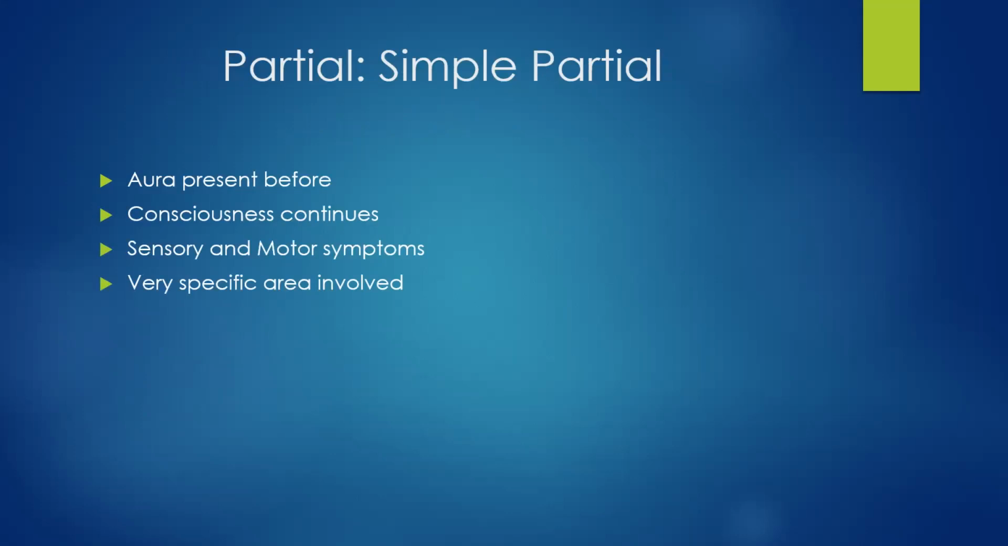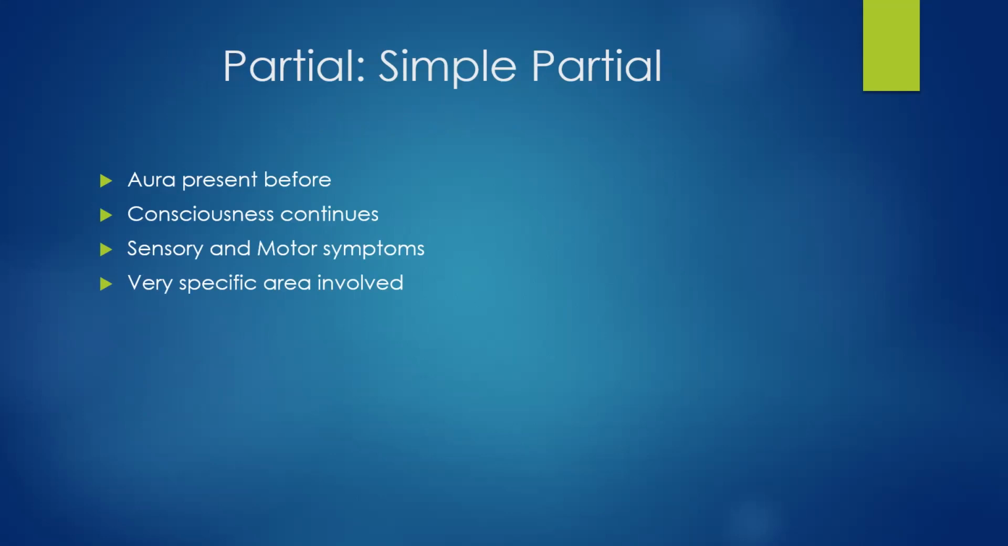All right, next we have the simple partial. And again, simple partial is going to have that aura or sensation present at first. People are conscious and aware of what's happened. What is interesting about the simple partial seizure is they only have sensory and motor symptoms, and it's a very specific area that's involved.